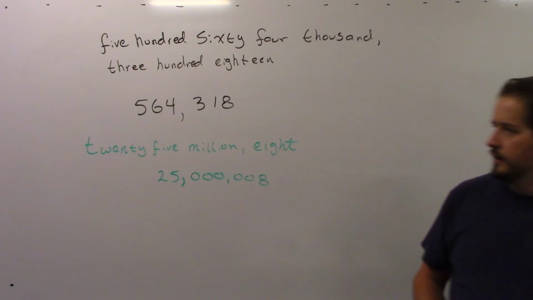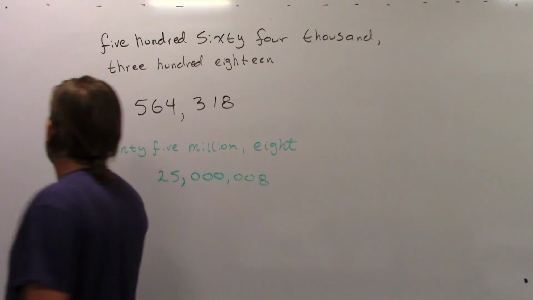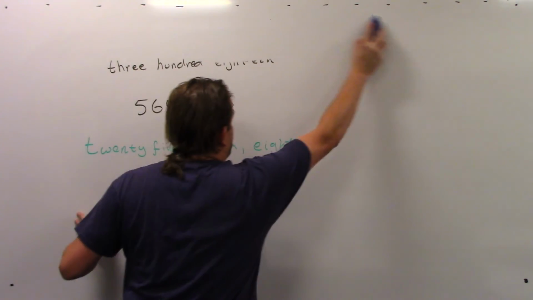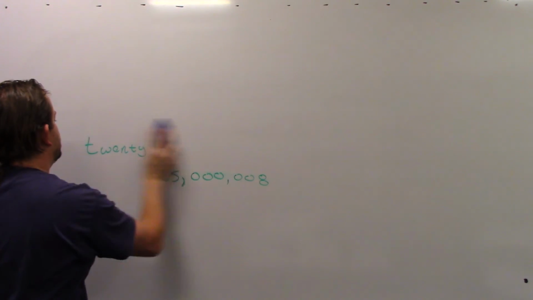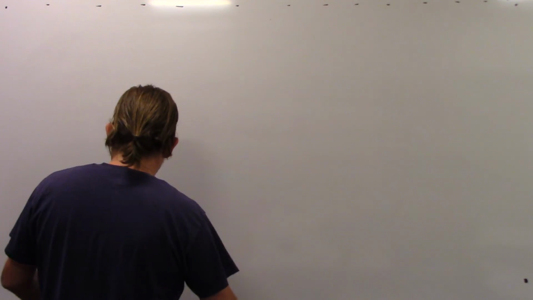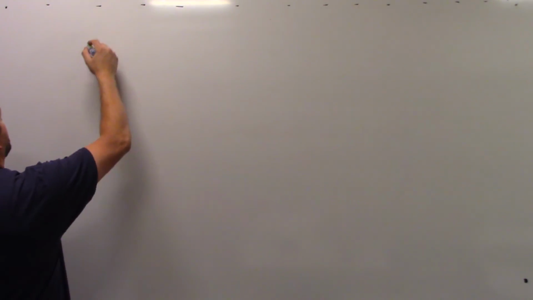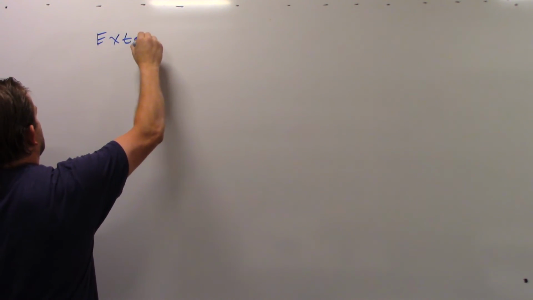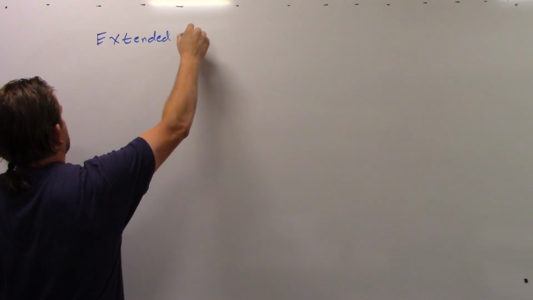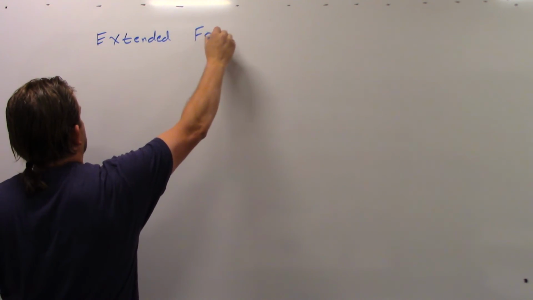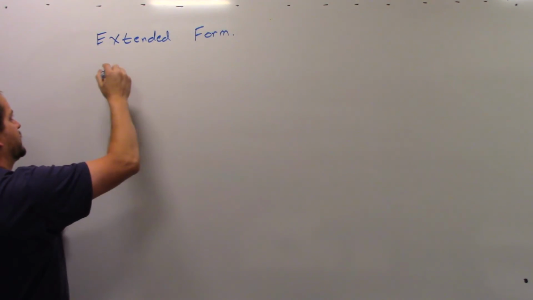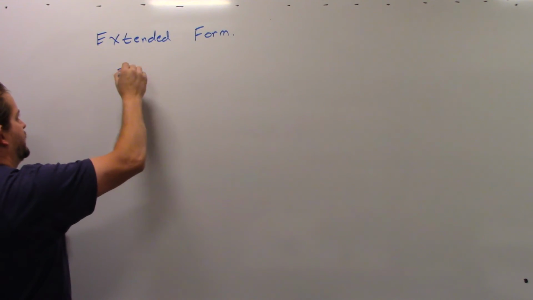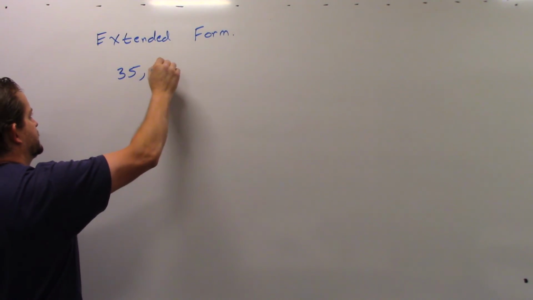Okay. And then one more form that we'll talk about here is extended form. The extended form, let's take a look at a number. Let's say we have 35,273.